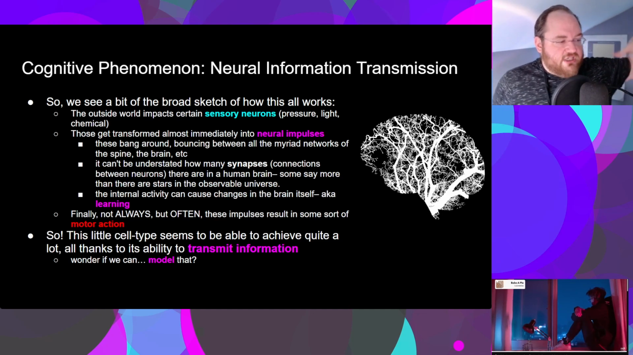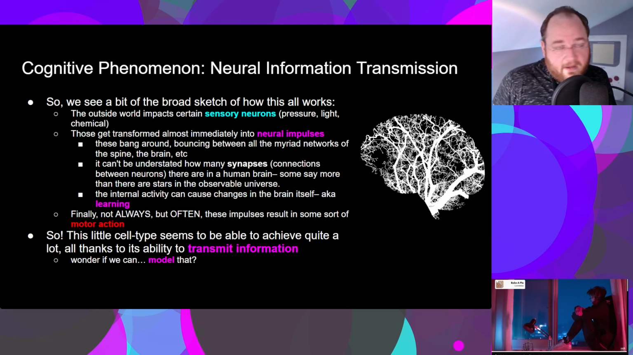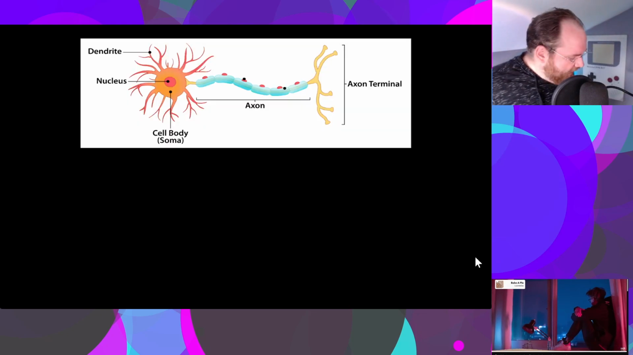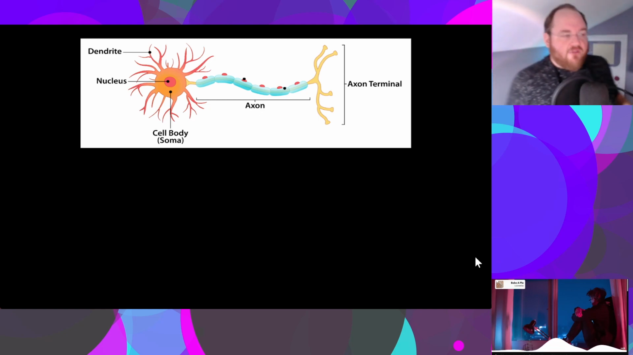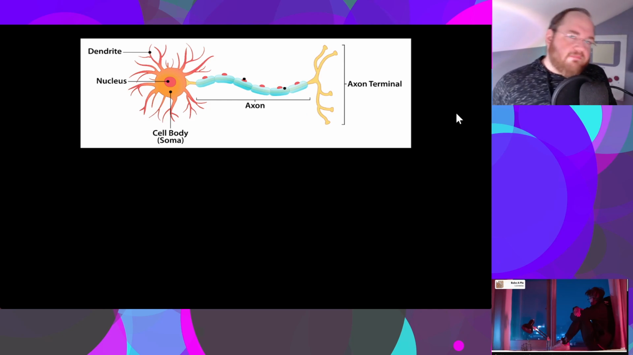So, this little cell is pretty cool. It's able to achieve quite a lot thanks to its ability to transmit information. It's a core function of our whole system, right? I wonder if we can model that. So, here, let's talk about the simplifications involved. We have our dendrites, we have our cell bodies, the nucleus is neither here nor there, and then the axon and the axon terminals, right? There are three major informational structures here.